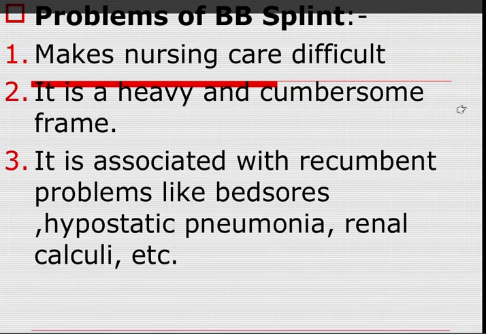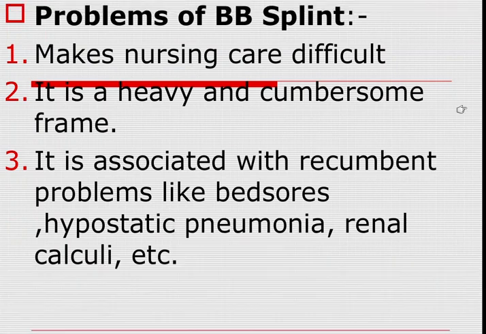Problems: the material is very heavy, metallic and wooden, so nursing care is difficult. It is very heavy and cumbersome. It is associated with problems like bedsores, hypostatic pneumonia, and renal calculus, because the patients are not able to move as the heavy splints are applied.